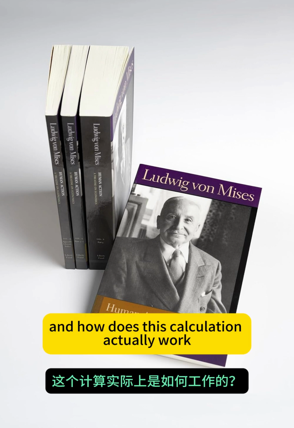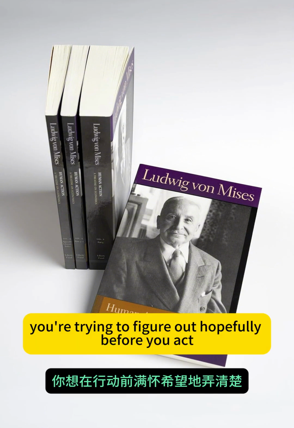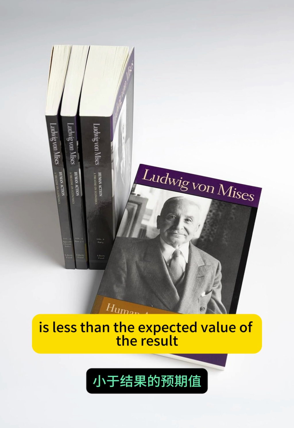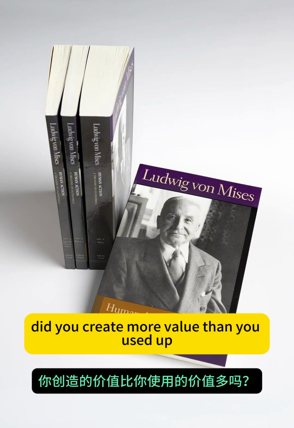And how does this calculation actually work? What are you comparing? It's fundamentally about comparing input and output. You're trying to figure out, hopefully before you act, if the value of the resources and effort you put in is less than the expected value of the result. Or, looking backward, it's accounting profit and loss, cost versus yield. Did you create more value than you used up?